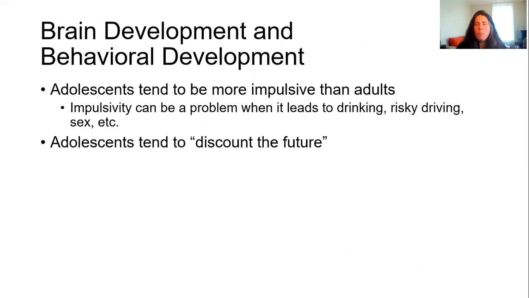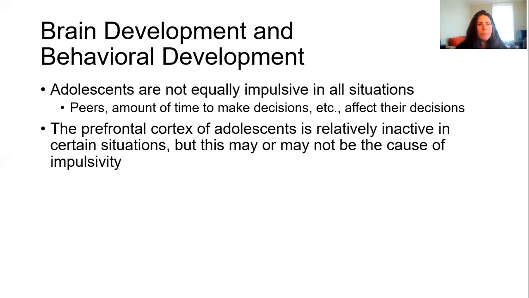So there's a relationship between brain development and behavioral development. Adolescents tend to be more impulsive than adults. Impulsivity can be a problem when it leads to risky behavior. Adolescents tend to discount the future. Adolescents are not equally impulsive in all situations. It can be influenced by peers, the amount of time to make decisions, etc. These things can affect the decisions that are made.